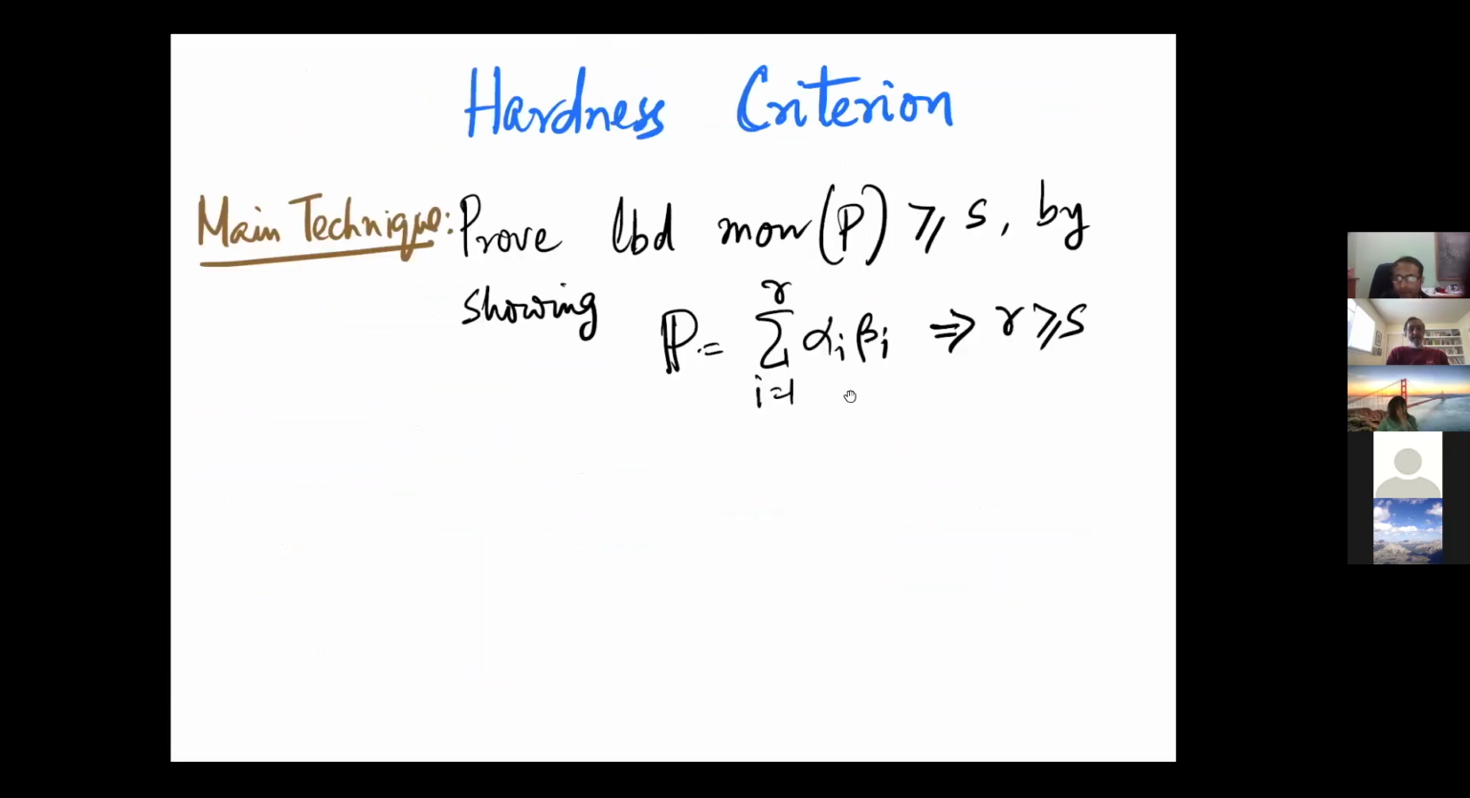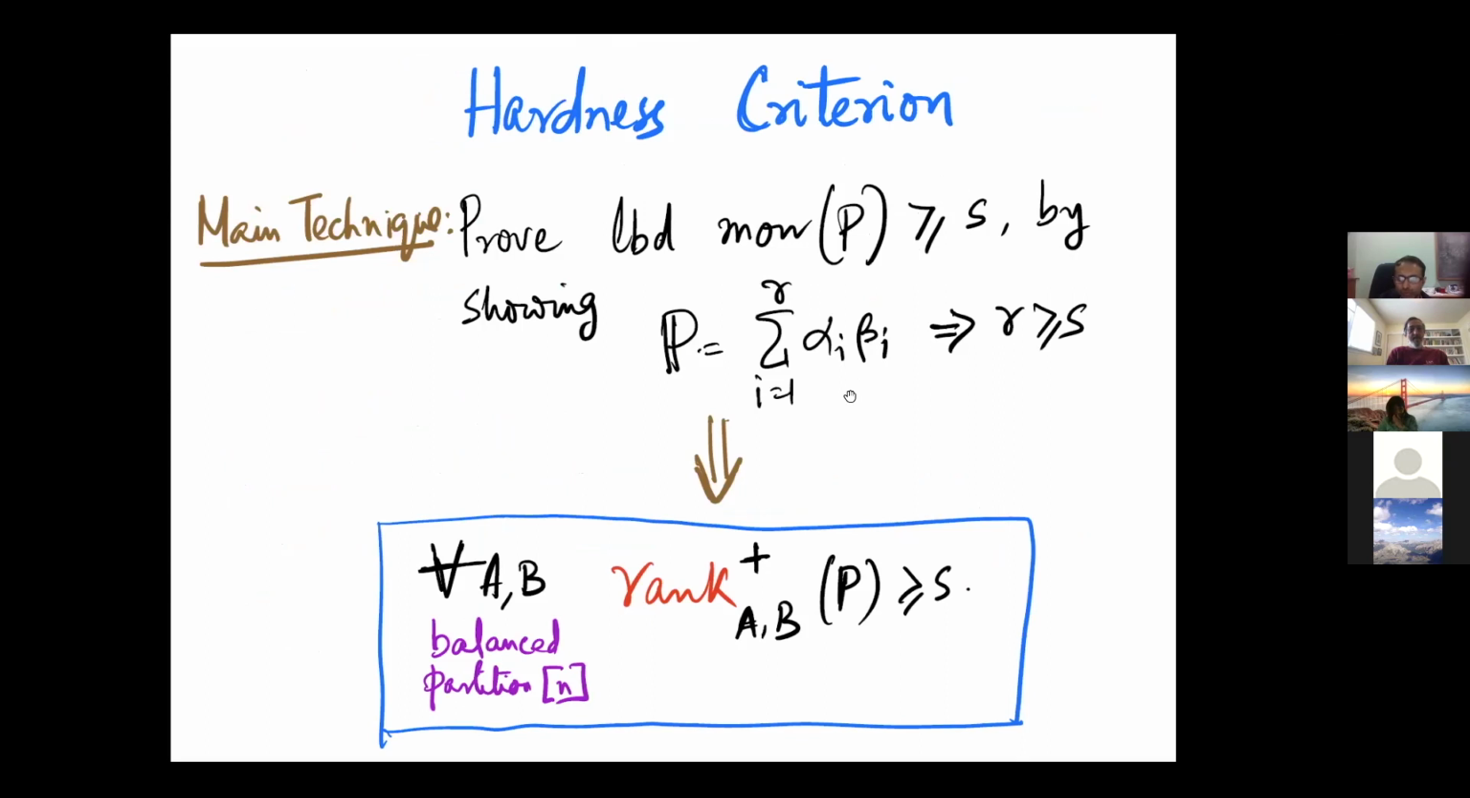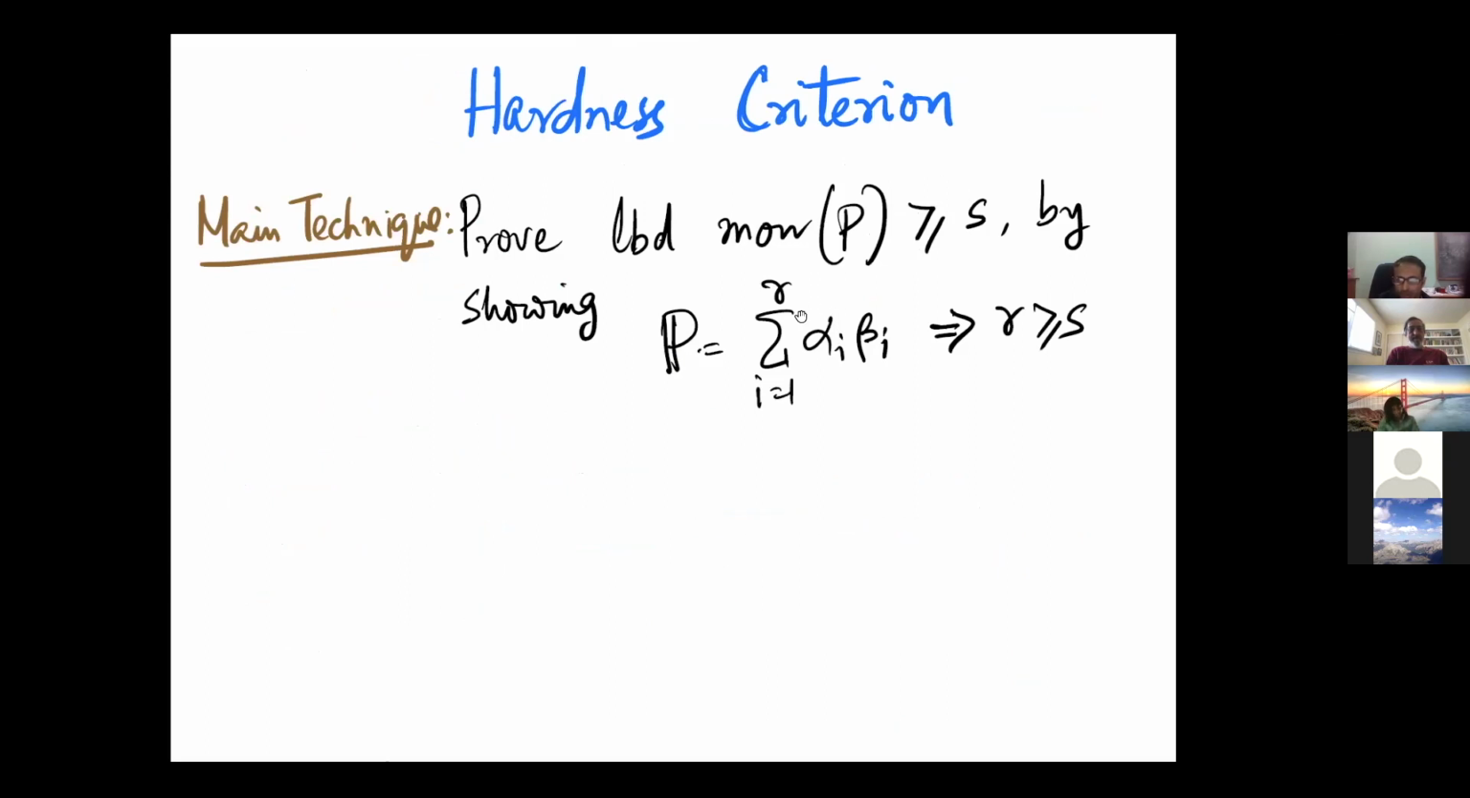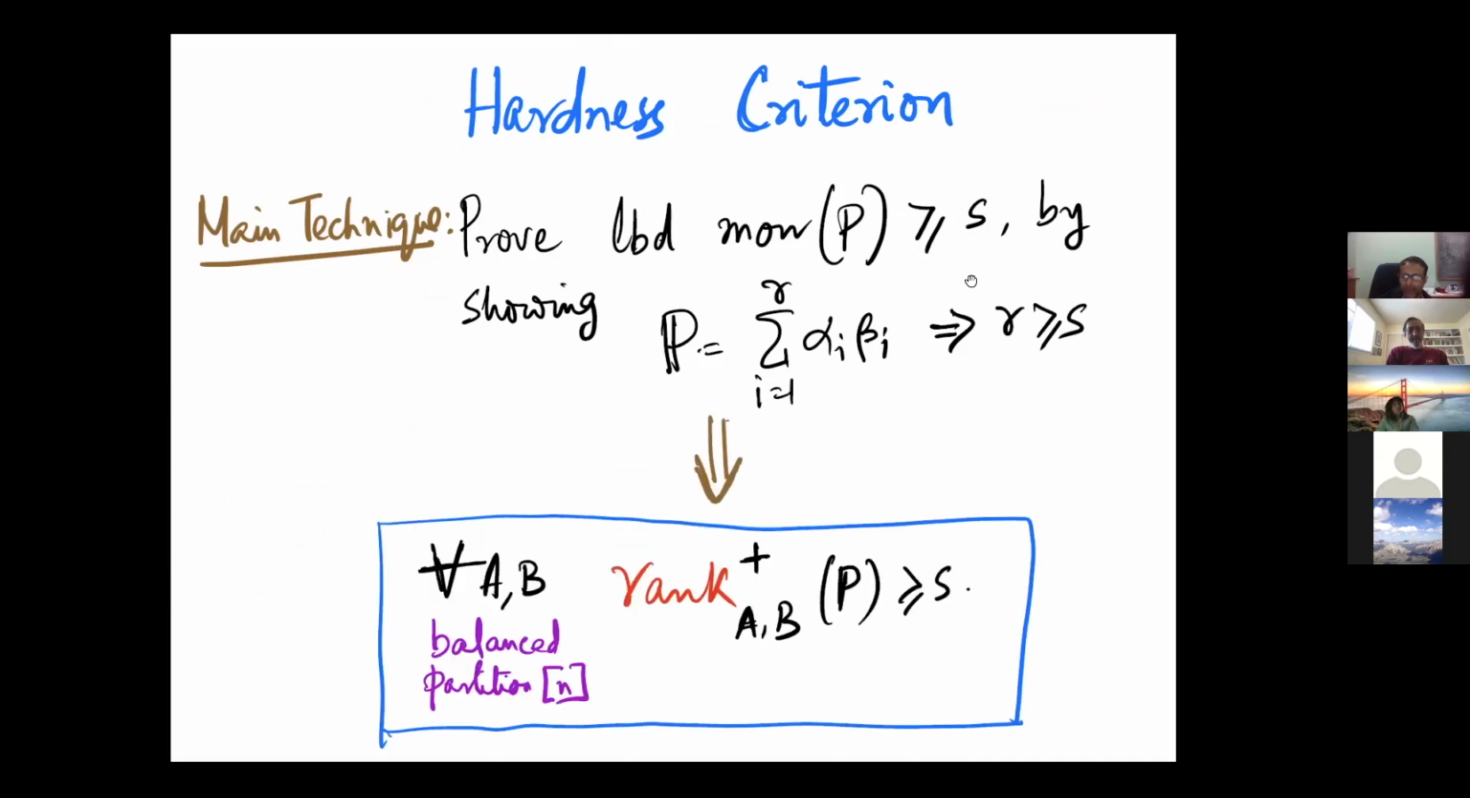And as I said, most lower bounds for monotone circuits go through the following way. In order to prove the monotone lower bound, one would just show that such a small decomposition is not possible for your target polynomial using some techniques. This is the idea that they use. So if you want to use that idea, then what does this imply? It immediately implies that for every balanced partition A, B of the blocks of variables, the non-negative rank of your polynomial with respect to that partition must be at least S.